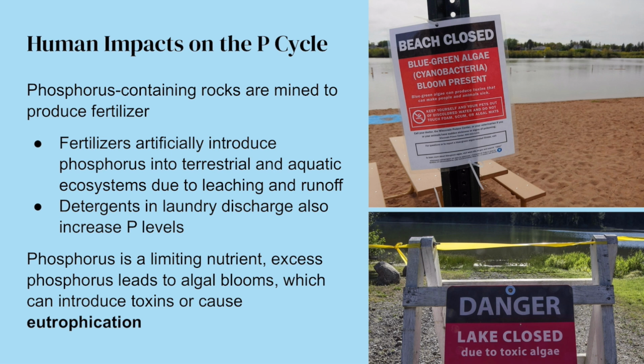Phosphorus is a limiting nutrient, so when we get extra input of phosphorus from fertilizers or from laundry discharge, that can lead to algal blooms. So algae can grow much faster than other plants. They're not rooted, they're single-celled, so they can rapidly reproduce when they have lots of nutrients available. So when that happens, some algae can actually produce toxins which can harm people, pets, and wildlife, and it can also cause eutrophication, which I'll talk about in the next slide.